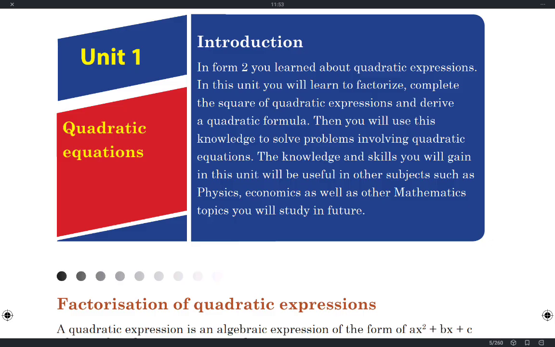Welcome to Form 3 Mathematics. Alright, so this is the very first topic in your MSCE Mathematics.